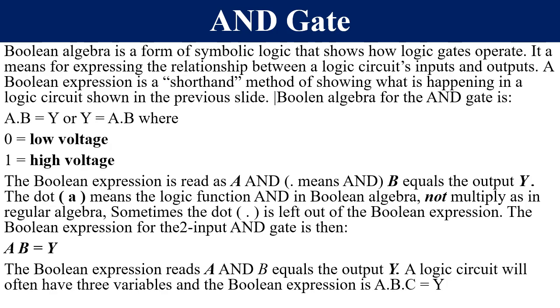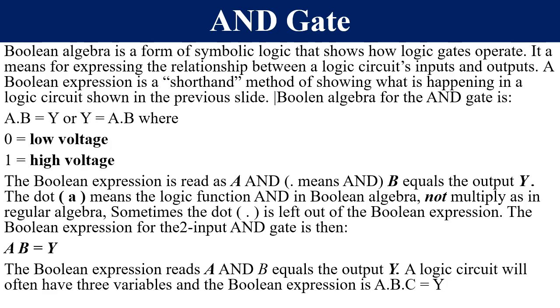I will not go through the literature. You go through the literature on your own. So we have looked at the Boolean algebra for an AND gate. We said A and B is equal to Y, or Y is equal to A and B, where 0 is equal to low voltage and 1 is equal to high voltage. Then we say the Boolean expression is read as A and B, and dot means and. So it's A and B equals the output Y.